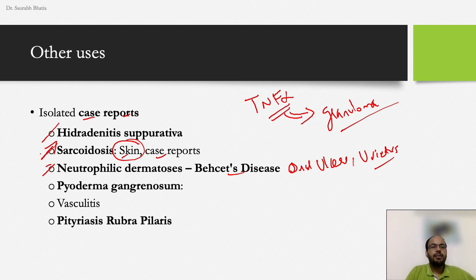Now, in neutrophilic dermatosis and pyoderma gangrenosum, the action is because it inhibits neutrophil migration. Remember that TNF-alpha is responsible for migration of a lot of inflammatory cells. So that migration is inhibited, and that is how it helps in neutrophilic dermatosis like Behçet's disease and pyoderma gangrenosum. Similarly, in vasculitis, by decreasing inflammation, decreasing vascular endothelial growth factors, etc. And there have been isolated case reports regarding its use in pityriasis rubra pilaris.